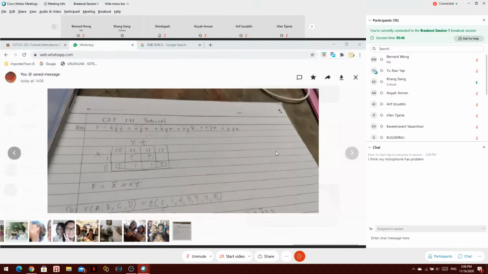Okay, I just asked the opinion from your fellows. So I think Yuxian's answer is f equal to not x plus x and z. So what's the opinion of the rest about this answer? Do you agree with this answer or not? Got the same answer. Yes.